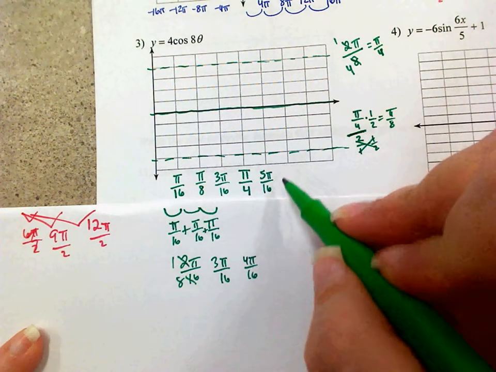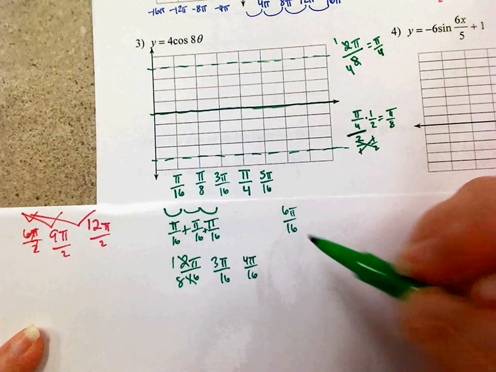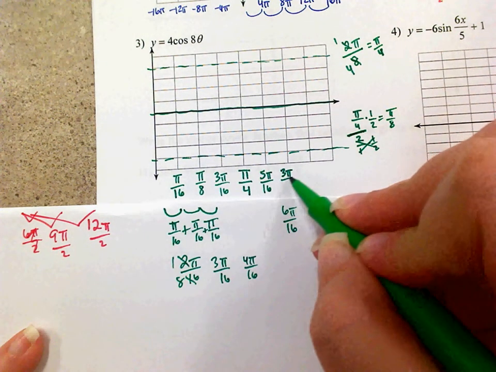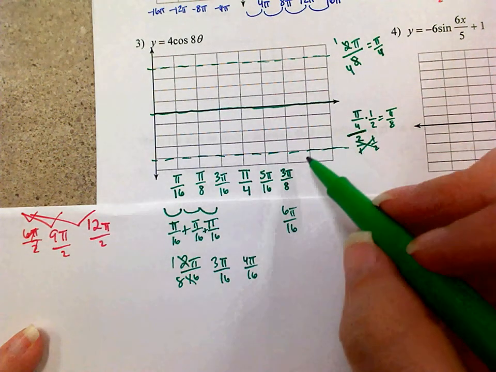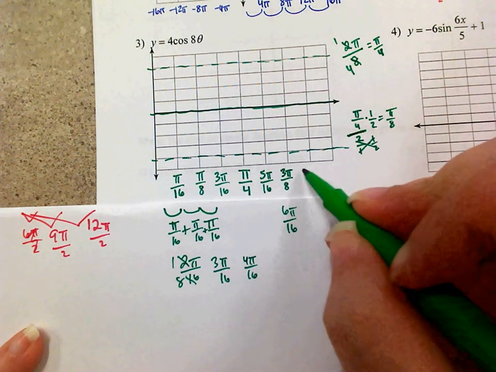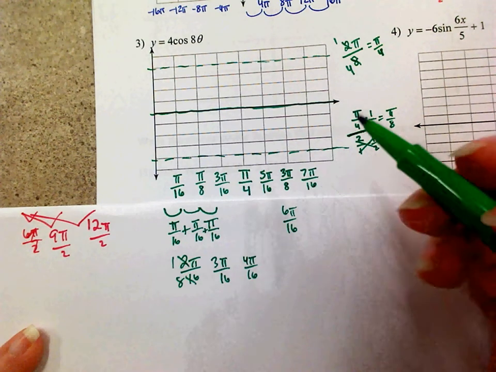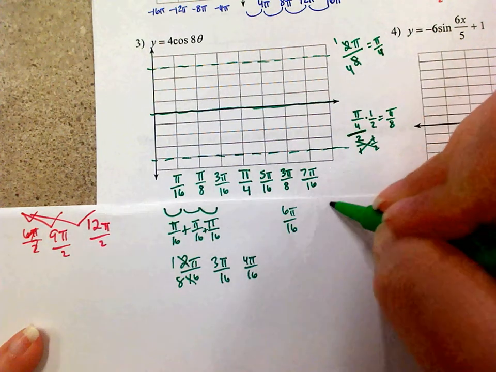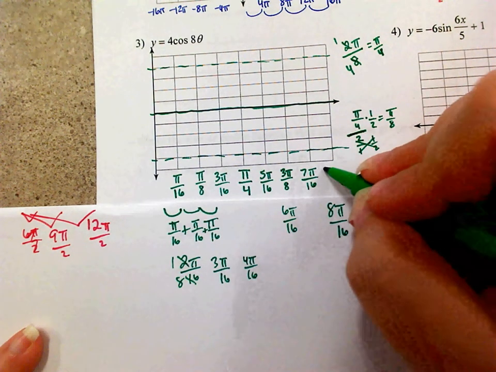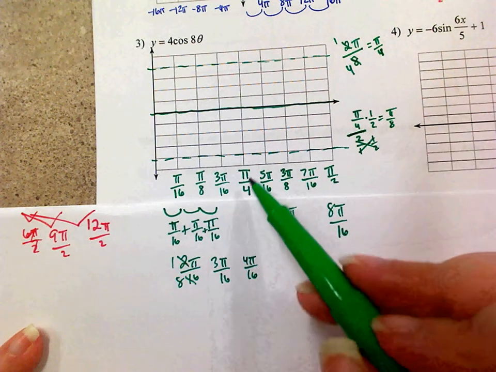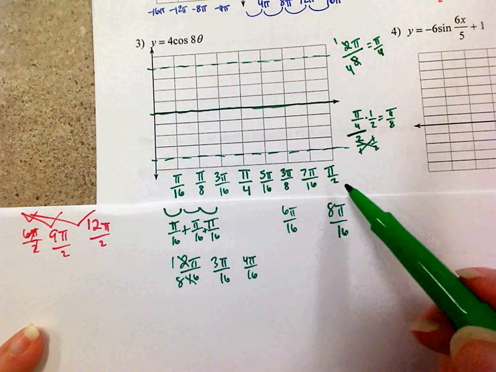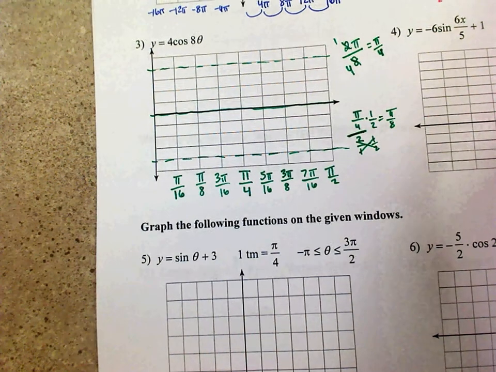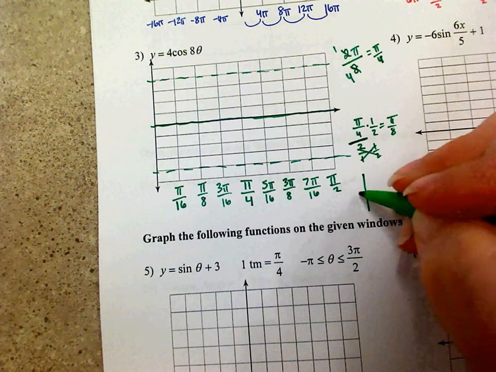Now this is going to be 6 pi over 16, so at this point you can just count. And 6 and 16 both divide by 2, so 3 pi over 8. And then this one is 7 pi over 16. So basically I'm just counting 16ths. 1/16, 2/16, 3/16, 4/16, and so on. And then 8 pi over 16 is going to be pi over 2, which makes sense because a fourth pi is half of a half pi. Okay?